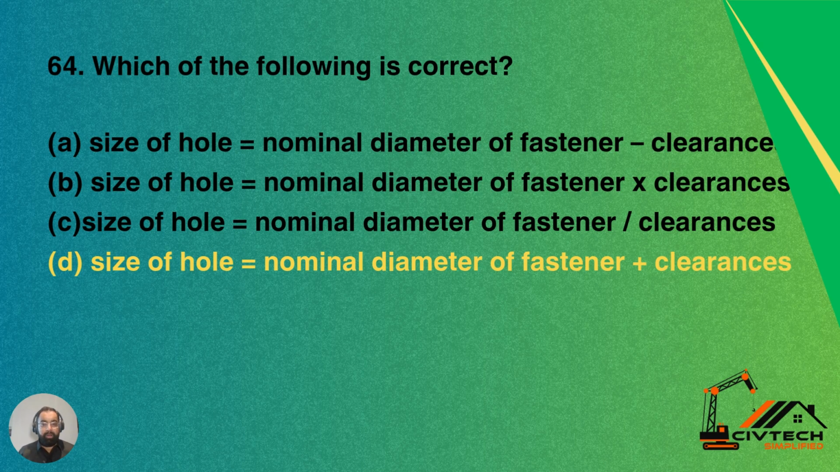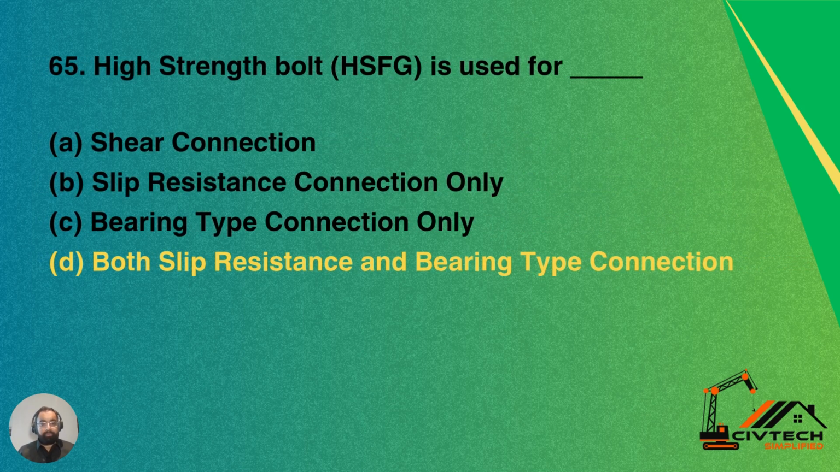Question 64. Which of the following is correct? Option A. Size of hole is equal to nominal diameter of fastener minus clearance. Option B. Size of hole is equal to nominal diameter of fastener multiplied by clearance. Option C. Size of hole is equal to nominal diameter of fastener divided by clearance. Option D. Size of hole is equal to nominal diameter of fastener plus clearance. So the correct relation is D. The size of a hole should be equal to nominal diameter of fastener plus clearance. So D is the correct answer for this question.